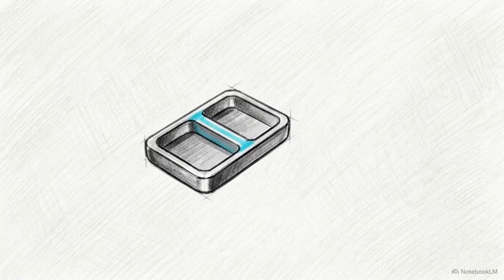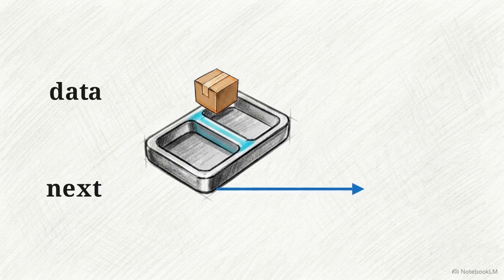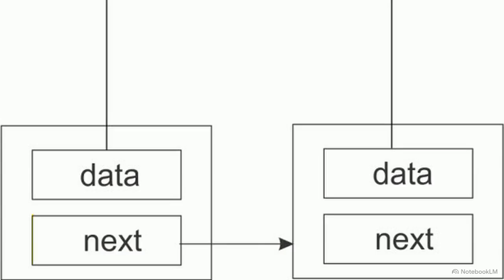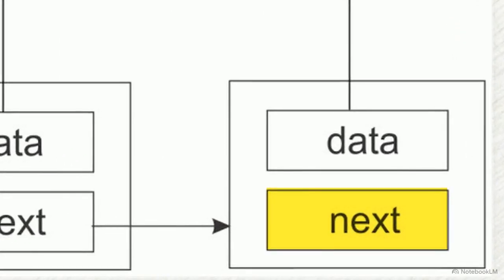The foundational building block of a pointer structure is the node, an independent container divided into two parts. The first part is the data attribute, which holds the actual payload. The second part is the next attribute, a pointer that is initially set to None. Assigning the next attribute to another node's address links them together. The connection only travels forward. Eggs points to ham, but ham has no reference back, forming a singly linked list. To terminate, the final node explicitly points to None.